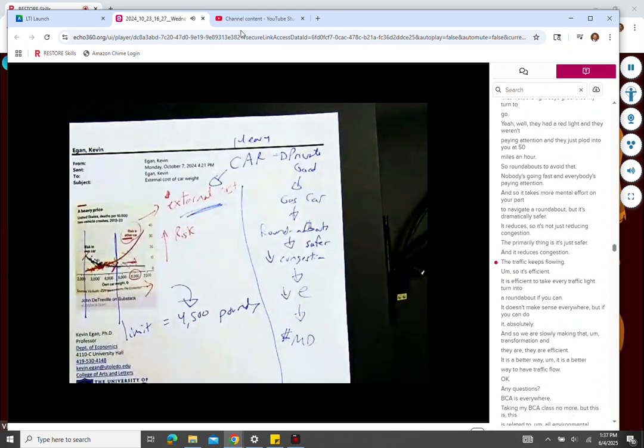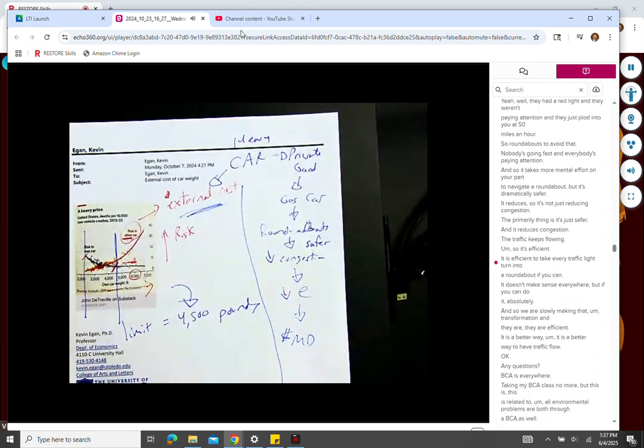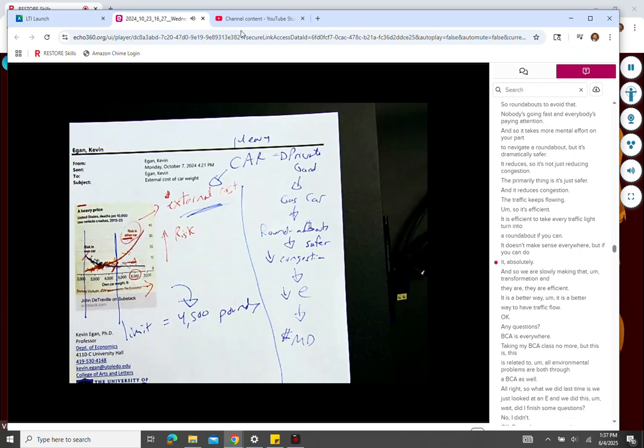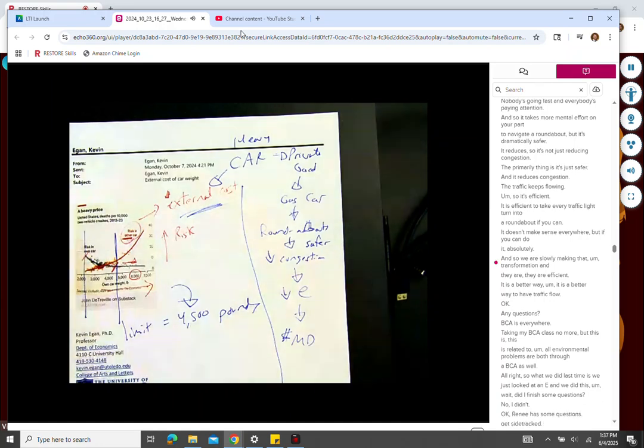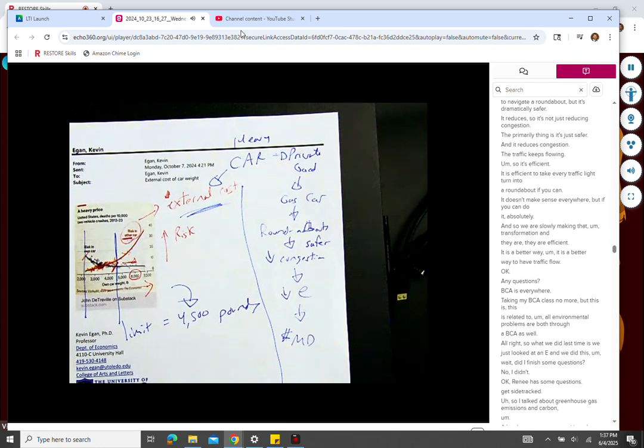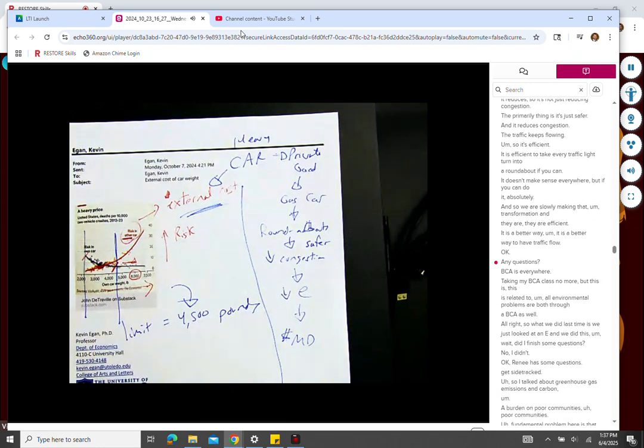And it reduces congestion. The traffic keeps flowing. And so it's efficient. It is efficient to turn every traffic light into a roundabout if you can. It doesn't make sense everywhere, but if you can do it, absolutely. We are slowly making that transformation, and they are efficient. It is a better way. It is a better way to have traffic flow. Okay, any questions? BCA is everywhere.